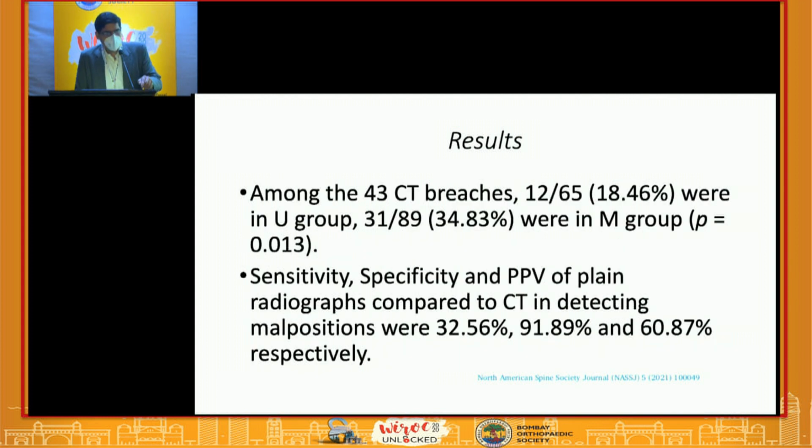Now, you looked at the whole series to start with, and then you compare the two groups. When you looked at the groups, there were 31 out of 89 in the multiplanar, and only 12 out of 65 in the uniplanar. So what does this show? That you're going to have a higher rate of breach in a multiplanar deformity. In a scoliosis, you're more likely to have a breach. And then of course you looked at all these values like sensitivity, specificity, etc.